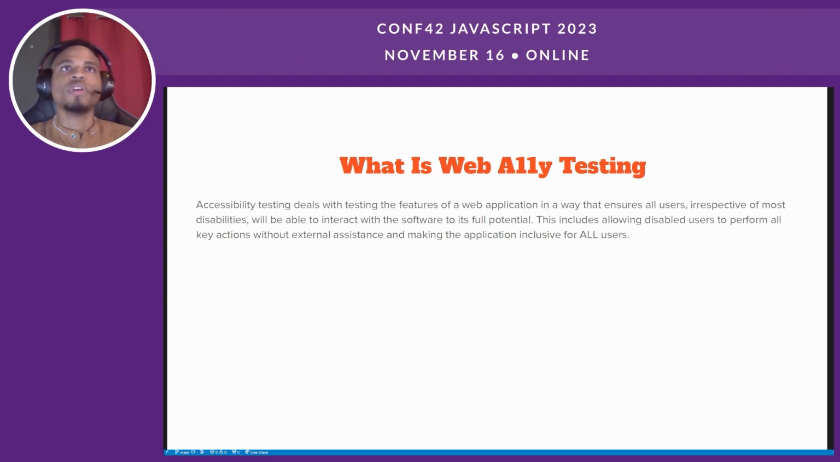So now we move on to understanding a bit about accessibility testing. And the first question we have to answer is, what is accessibility testing? Accessibility testing deals with testing the features of a web application in a way that ensures that all users, irrespective of most disabilities, will be able to interact with the software to its full potential. This includes allowing disabled users to perform all key actions without external assistance and making the application inclusive for all users.